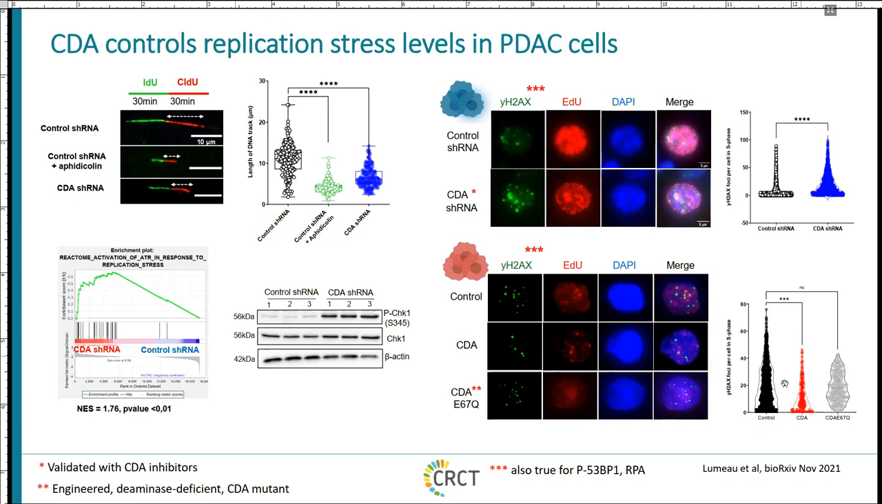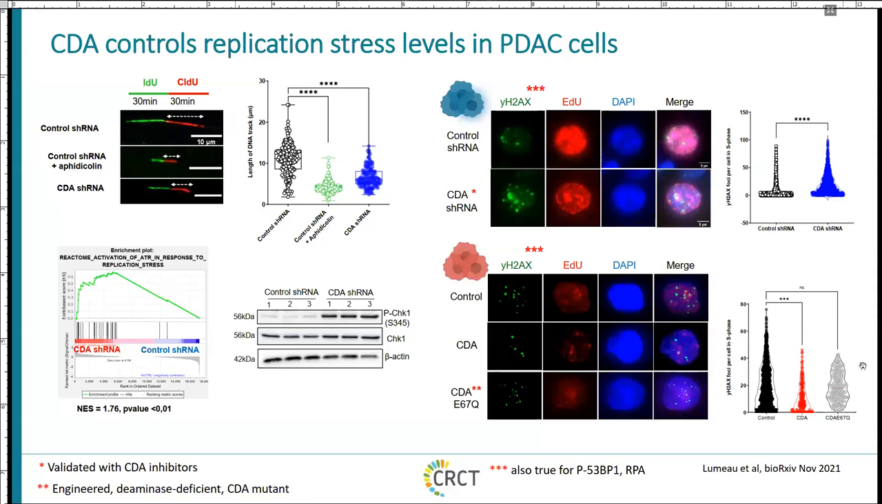And what is quite interesting is that we engineered a deaminase-deficient CDA mutant, and there is no effect anymore. So it means that the effect of CDA on the down-regulation of replication stress in pancreatic cancer is completely due to its deaminase activity. So it's filling the gap between the action of CDA in the pyrimidine pathway and the activity on the DNA elongation in those cells.